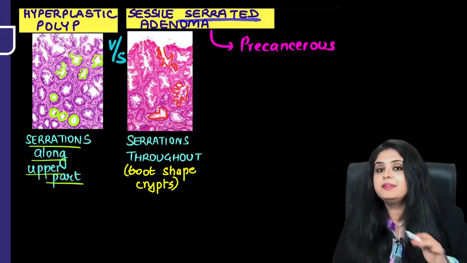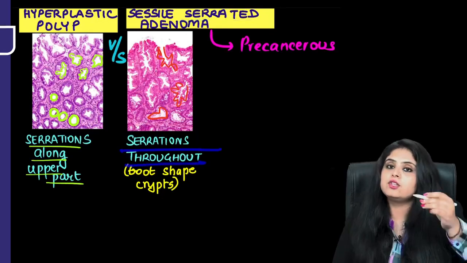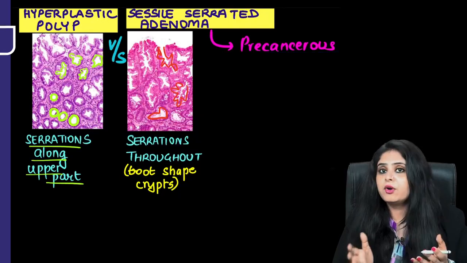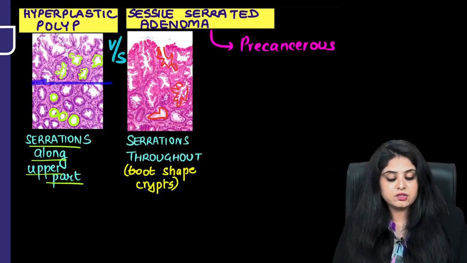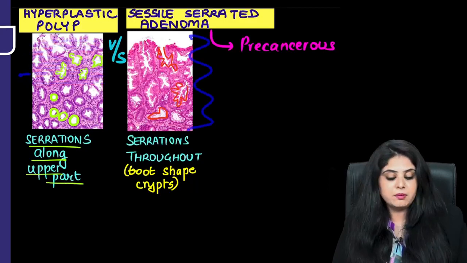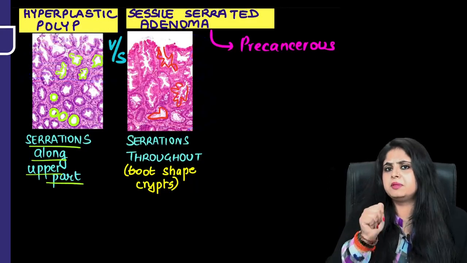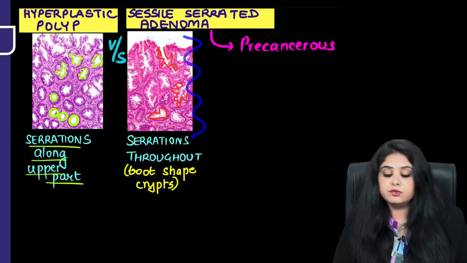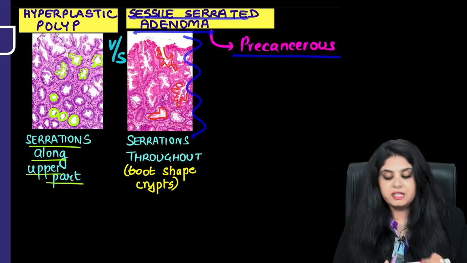The one with serrations in the name is going to show you serrations all throughout, and that is the one which is deadly, precancerous. So it's important that the pathologist sees whether serrations are only in the upper part or everywhere, because if they are in the upper part, it is the innocent hyperplastic polyp, nothing to worry. But if all of the part shows serrations, it is SSA and that is precancerous.